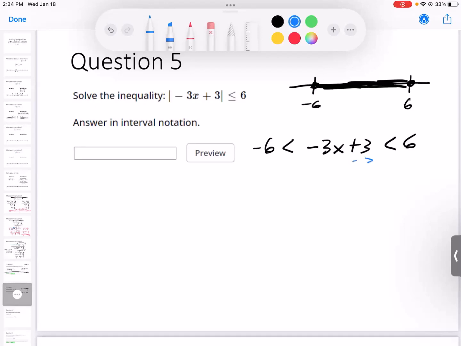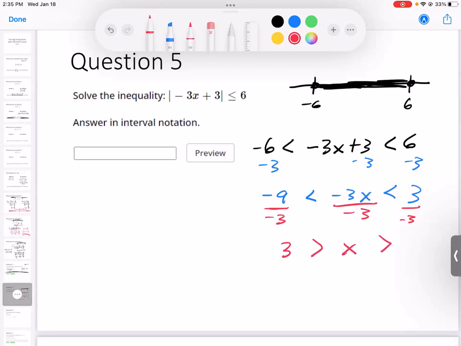And then I would subtract 3 from both sides. That gives me negative 9 is less than negative 3x is less than 3. Then at this step, I would divide by negative 3. But because I'm dividing by a negative, I need to flip all of my signs, because this is a compound inequality where you're dealing with two inequalities combined together. That would give me positive 3 is greater than x, which is greater than negative 1. That's because I divided by a negative, so all of the signs switch to the other direction.